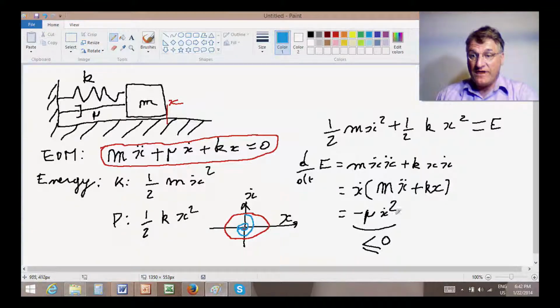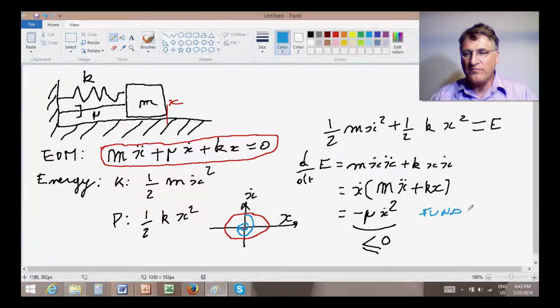This is therefore a very important notion, that we can link the fact that energy decreases to the fact that the system is cooling down, stabilizing towards 0. Okay? That is a fundamental element of system dynamics.